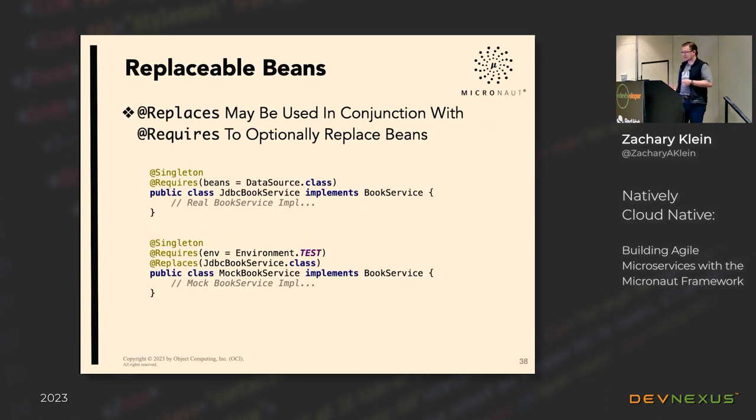You can also specify that a particular bean replaces another one. Okay, so this is really useful in tests. You can create mock versions of clients. For example, maybe you have a client like we just saw there, a GitHub client. But we don't want to run the actual GitHub client when we run our tests. We don't want to be hitting the API directly. So we could create a mock version of the client that just returns a default response and set it to require the test environment, for example, and then set it to replace the actual client. And Micronaut will detect that and will load the appropriate bean for us at runtime. So replaceable beans are a really powerful feature.